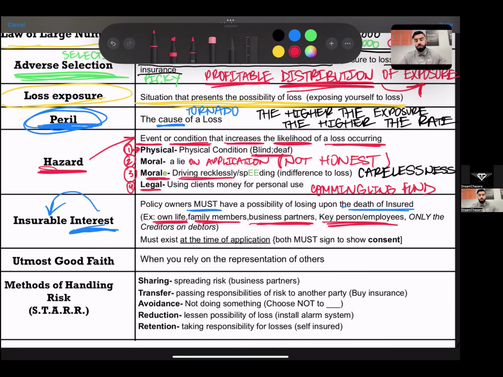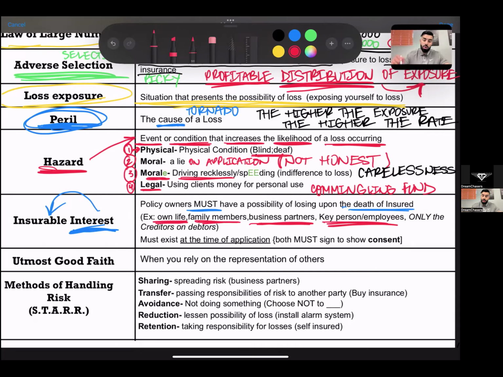That would be an example of, let's say I own a restaurant and I put life insurance on my chef because he's the one that knows how to make the food. He keeps people coming back because they know the food's always going to taste great. So I can put life insurance on him. Why? Because he's valuable to my business. So there's insurable interest there.